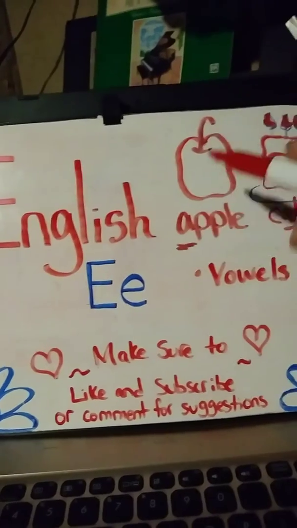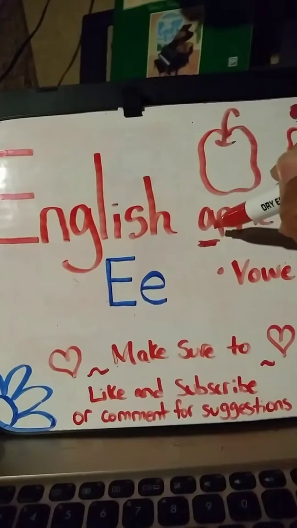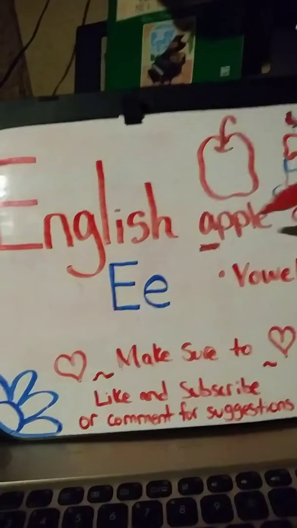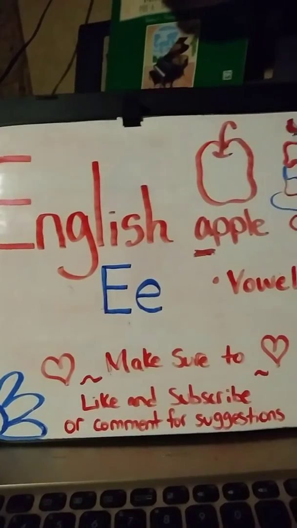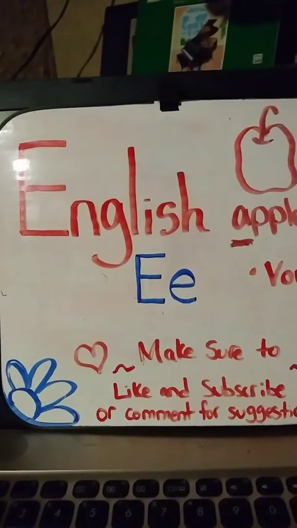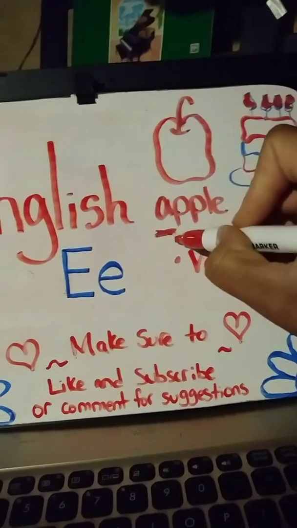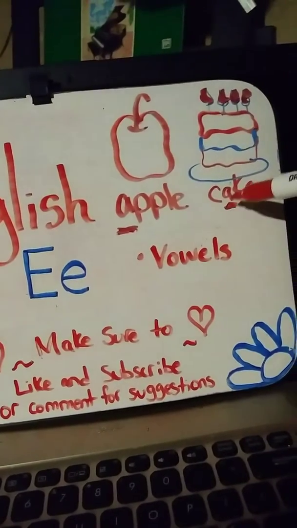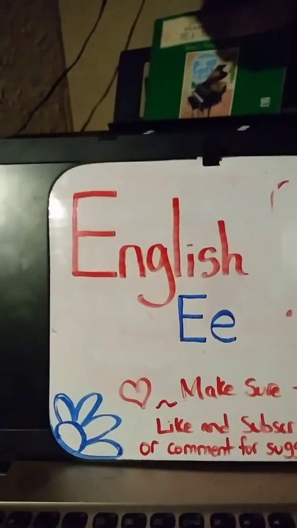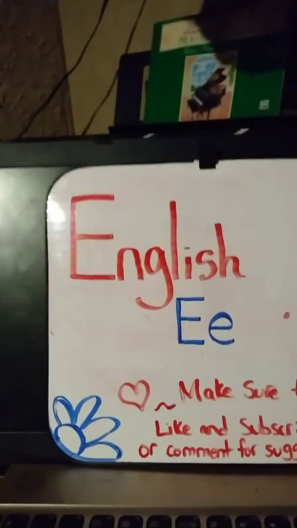In short A, there is the word apple. It makes the ah sound. That is our short A. In our long A, we actually hear the letter A in cake. Cake. Okay? Short A, long A. If you're discouraged by that, don't be. We have more that follow. More examples. Okay?